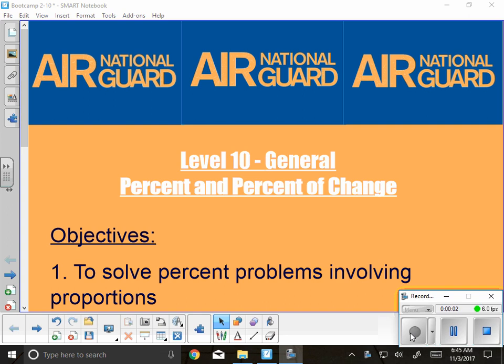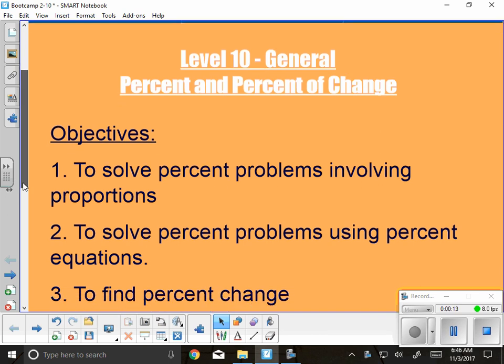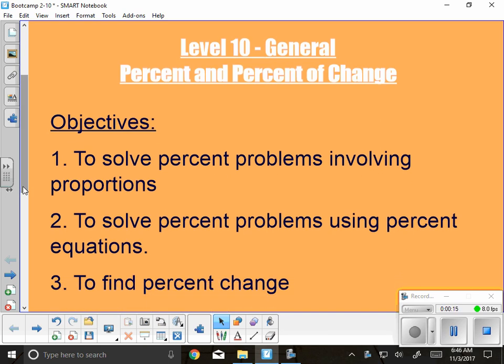Hello and congratulations, you finally made it to level 10, general. So for this level, we're going to be talking about percent and percent change. Our objectives for this section are to: one, solve percent problems involving proportions; two, solve percent problems using percent equations; and three, to find percent change.